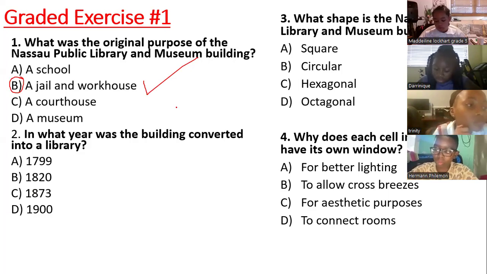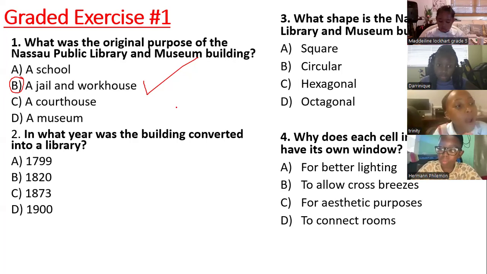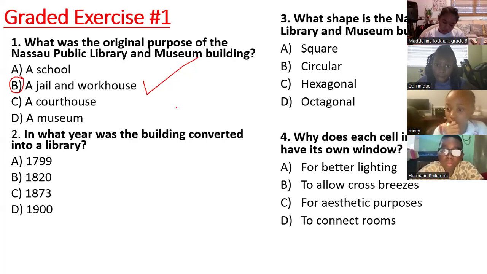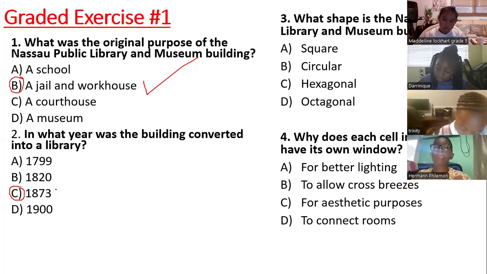Number 2, in what year was the building converted into a library? It was 1873. C, 1873. What you have, Daranique, for number 2? C, 1873. Very good. Anyone else got this right? I did. Very good.